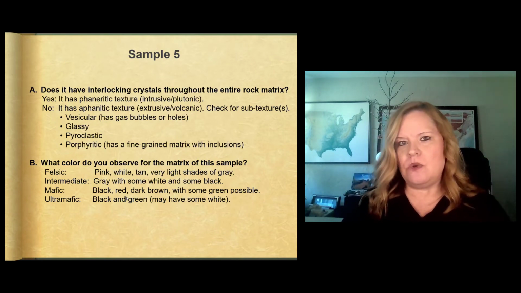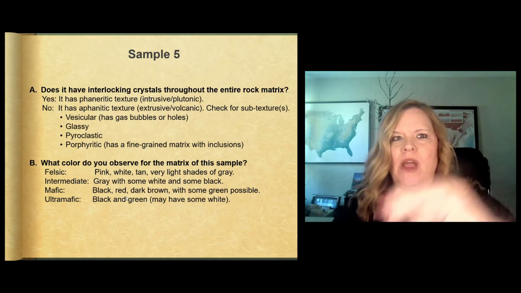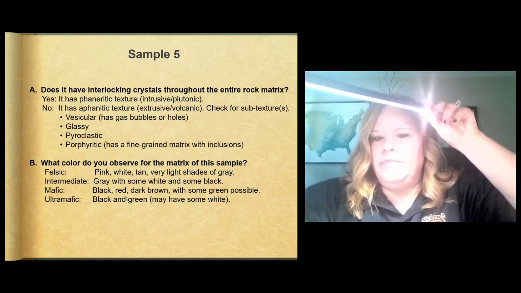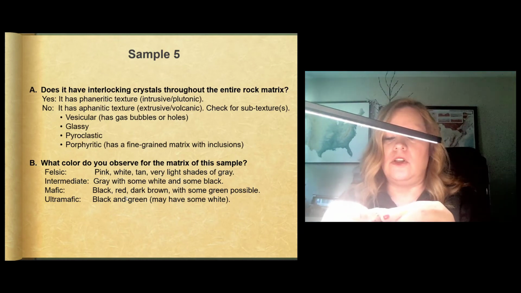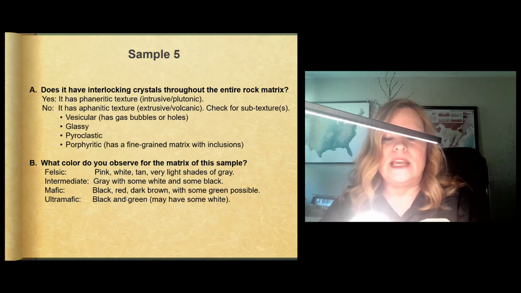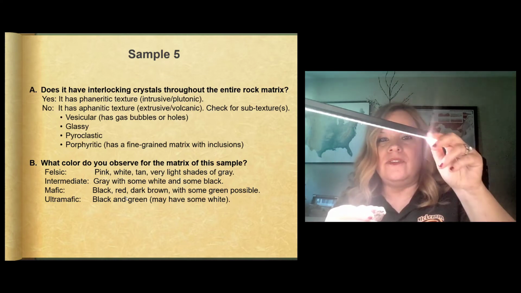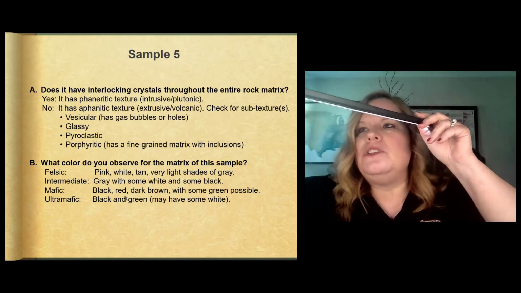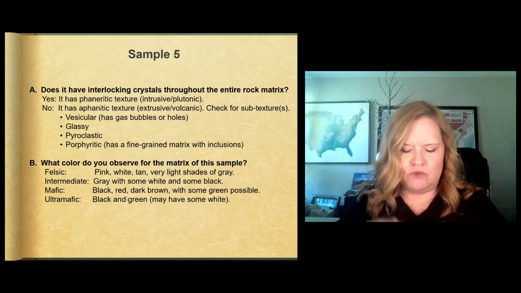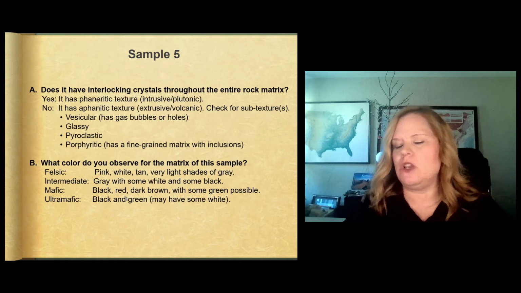If you have a bright light, I'm just gonna grab one of my bright lights that I use here, and I'm gonna stick it in there and look at it, and I can totally see interlocking crystals. Once I get it in the light, I can see it. So that's what you need to do in order to look for interlocking crystals. Really get it in a good light, and this one certainly has it.